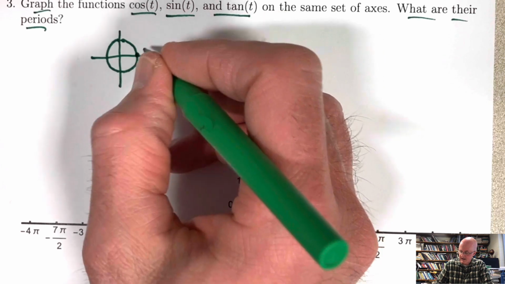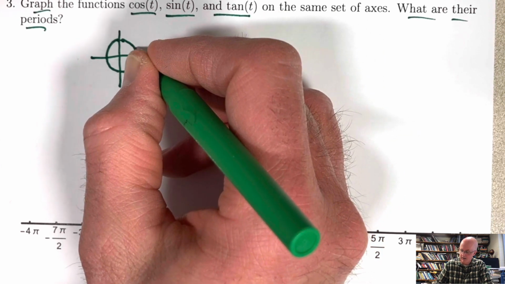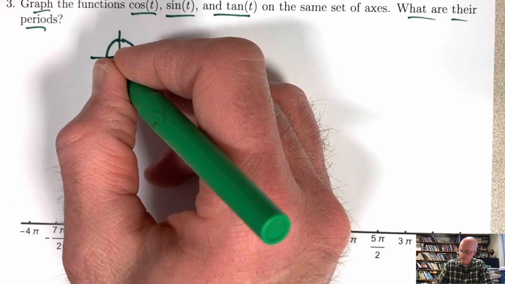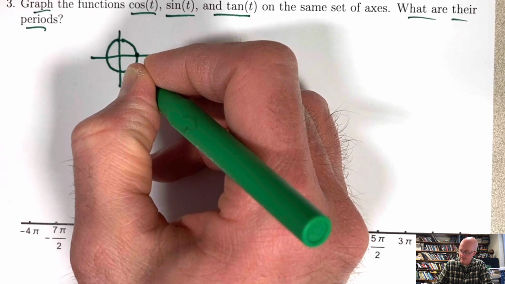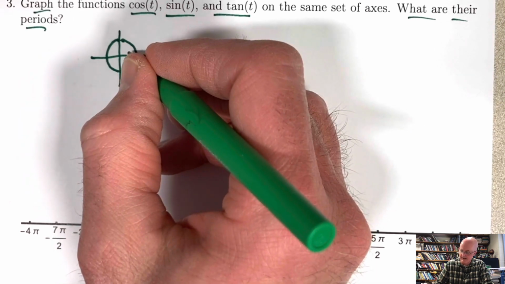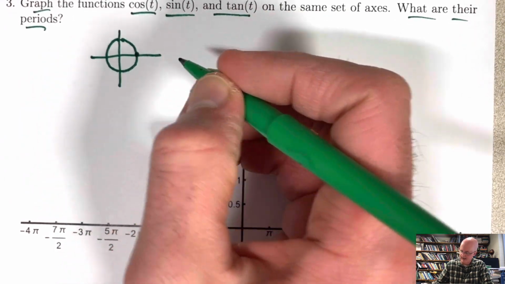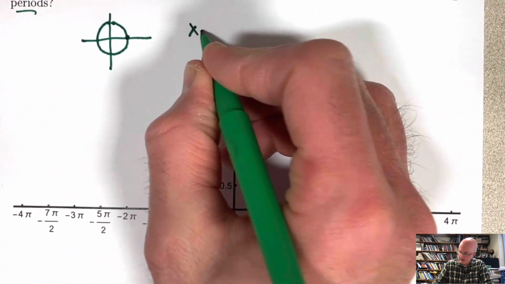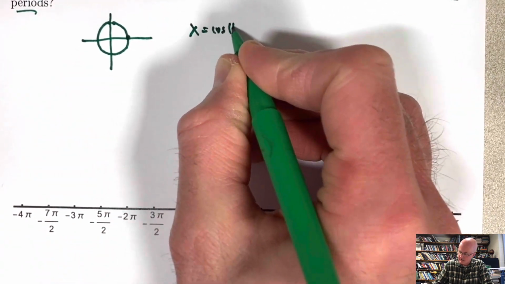The y-coordinate, the sine of t, starts out at 0, goes up to 1 before going back down to 0, before going down to -1, before coming back up to 0, and then it repeats. Tangent is y over x. We'll think about that last. Focus first on the x-coordinate. That's the cosine. X equals cosine of t.